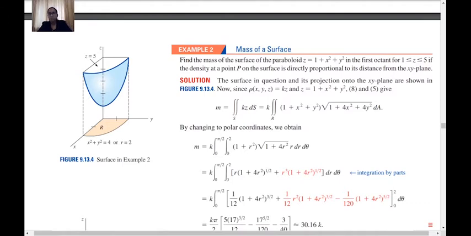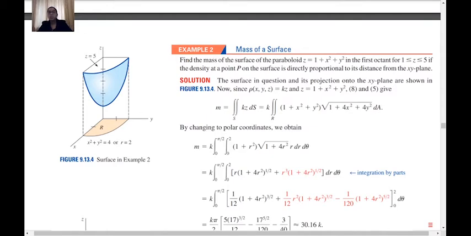So the formula for dS can be easily evaluated. That will be root of 1 plus, fx with respect to x will become 2x, so 2x square, which is 4x square. Similarly, fy will be 2y, and the square will become 4y square. So dS is root of 1 plus 4x square plus 4y square into dA.